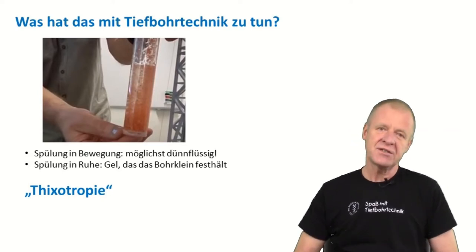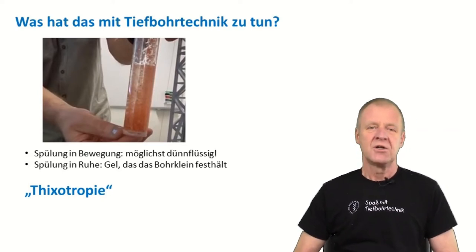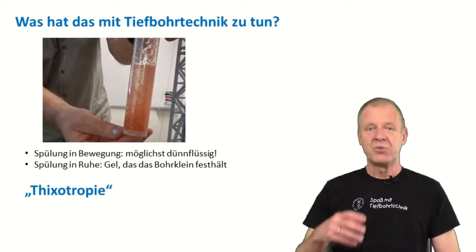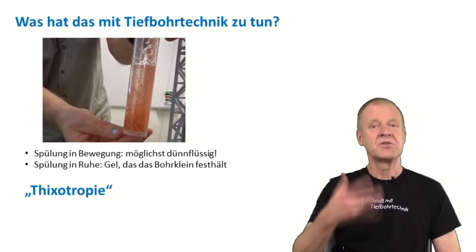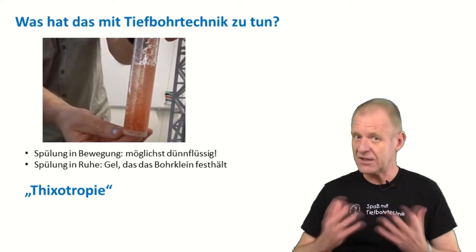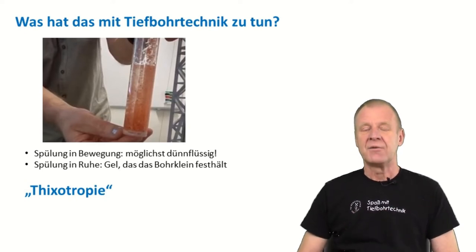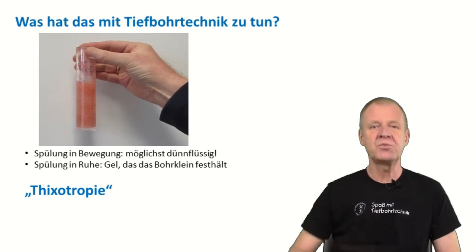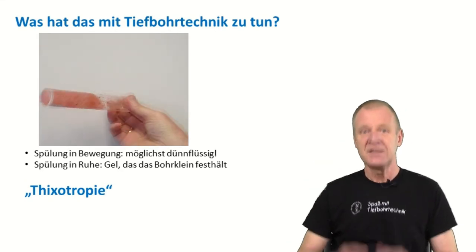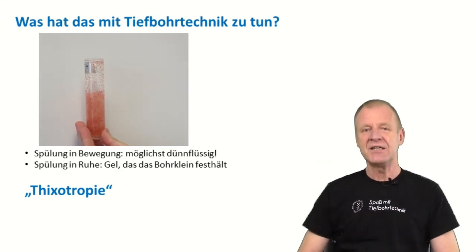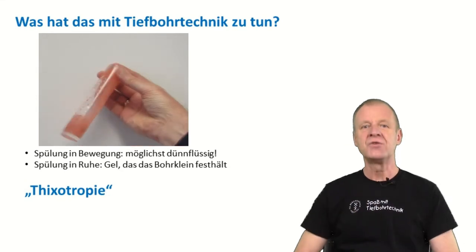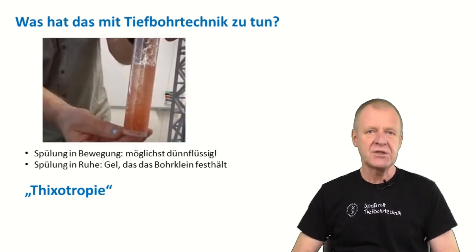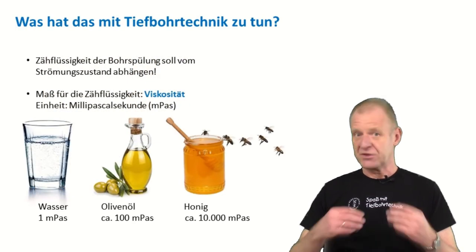Now you must be thinking, what has this to do with drilling engineering? In drilling engineering, we use a drilling mud, and this drilling mud has similar properties like our ketchup. When the drilling mud is in motion, we want the flow resistance to be low and the mud should flow easily. But when for some reason the pump is turned off, the drilling mud should quickly form a gel so that the drilling cuttings are suspended and will not settle down. So we want the viscosity of our drilling mud to vary with flow conditions.